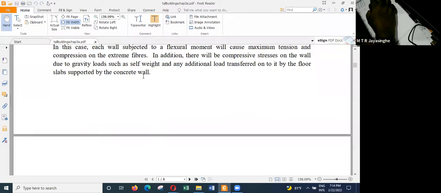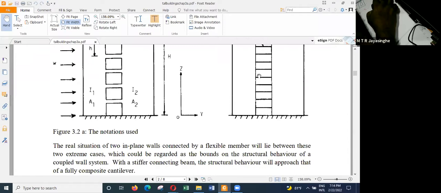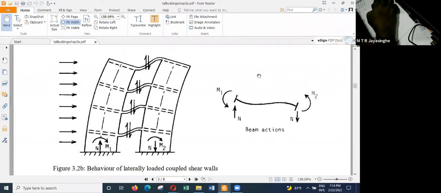Right. So basically, when you have coupled shear walls like this, we can convert this coupling beam to a continuous medium, an equivalent connecting medium. Based on that, you can work out a set of equations, the theoretical behaviors, and so on. You will get a certain total moment acting on the structure, and that moment will be shared by the two walls, and then an axial load will be transferred from this wall to that wall due to the behavior of the beam. Basically, the beam is bending. To bend the beam, you have to apply a load, and that load will be represented by this.